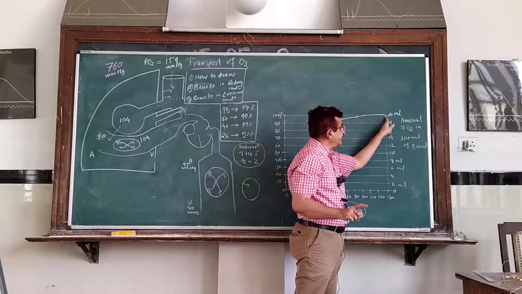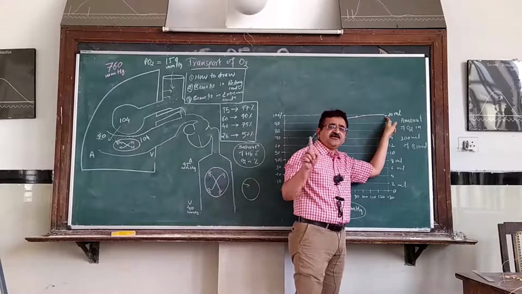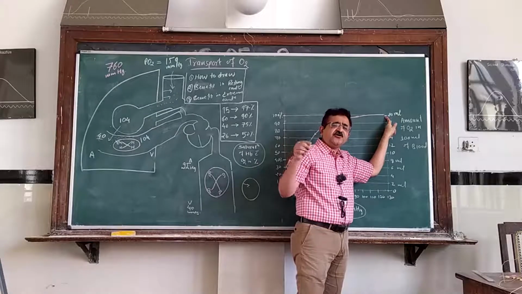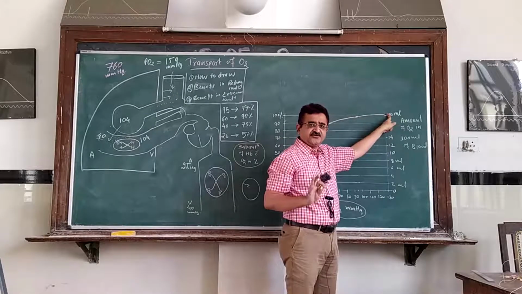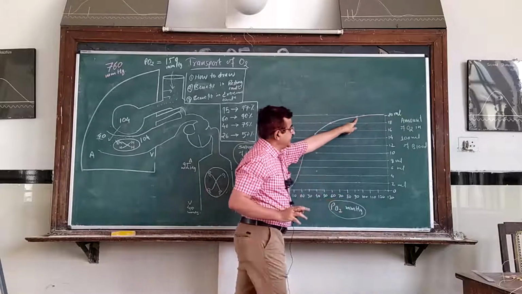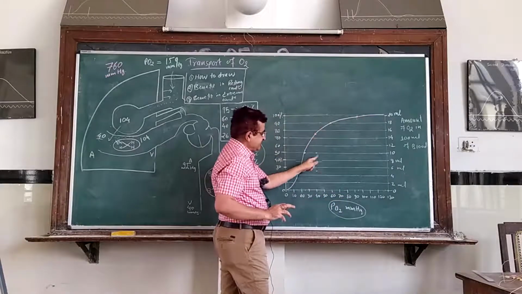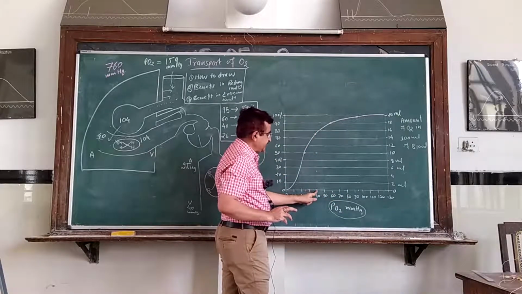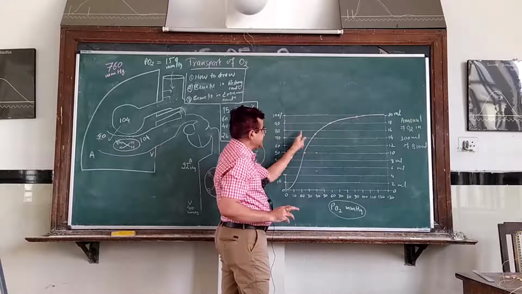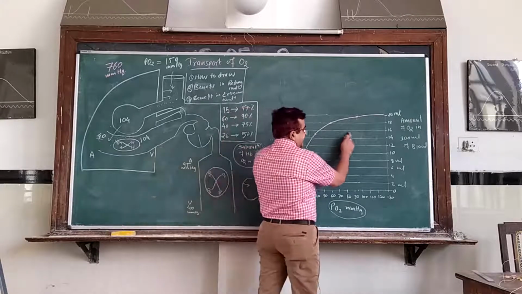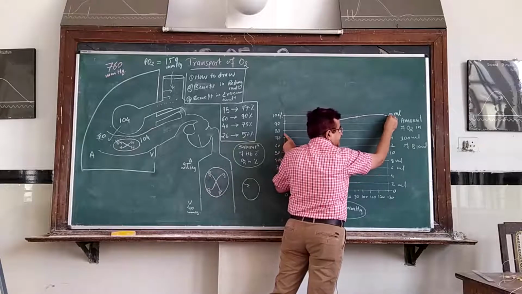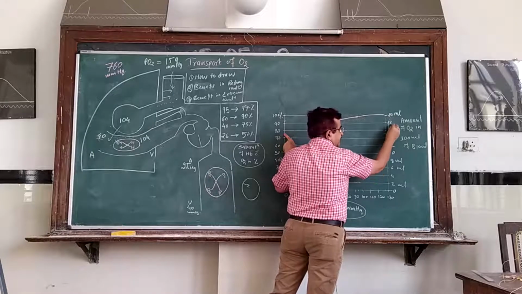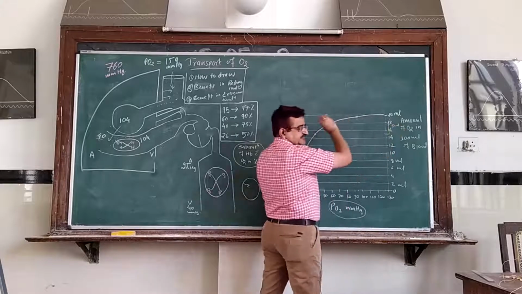That 100 ml of blood will contain around 19.4 ml of O2, or roughly, say for simplicity, 20 ml of O2. Now, when this blood reaches the venous end at the PO2 of 40 millimeter of mercury, at that time it is 75% saturated and it contains around 15 ml of O2. That means this is how 5 ml of O2 is delivered to the tissue.